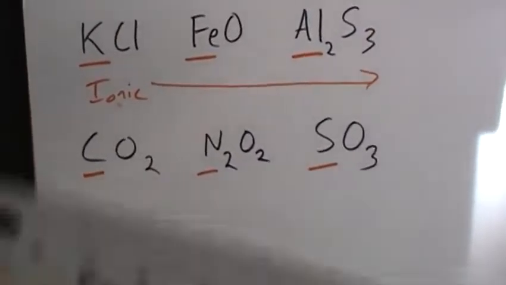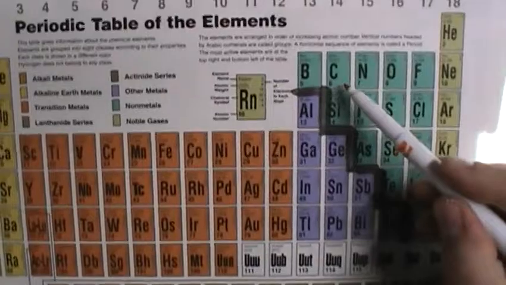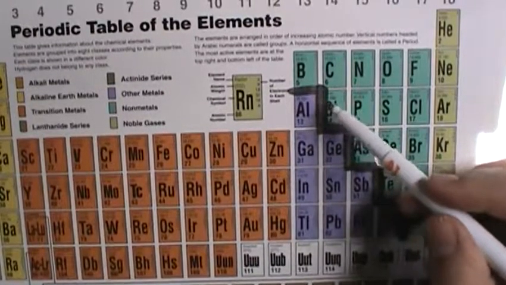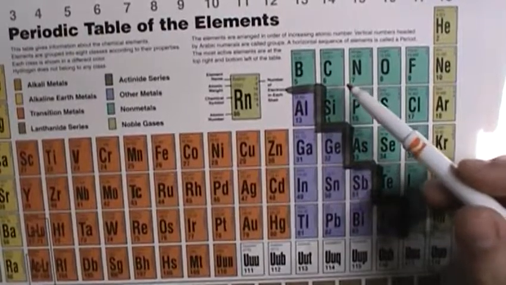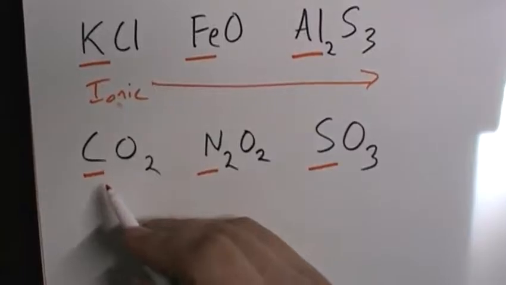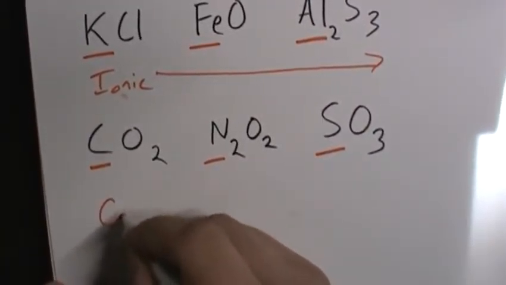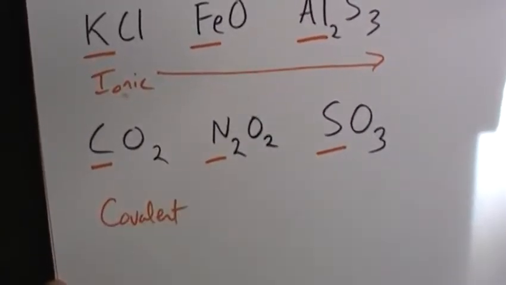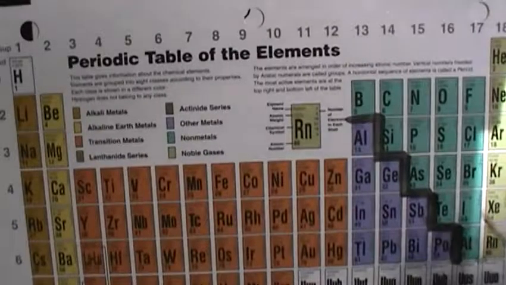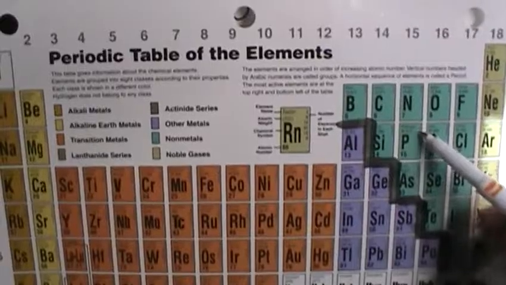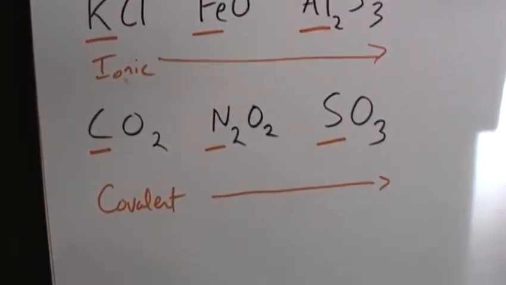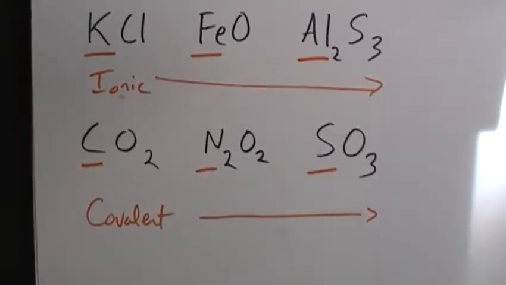Down here, we look up carbon. It is to the right of the staircase, and it's not one of the elements that's touching it along the edges. So, carbon is a non-metal. And if we have a non-metal in the first spot, we're dealing with a covalent compound. Okay? Nitrogen and then sulfur, non-metal, non-metal. So these three are covalent compounds.